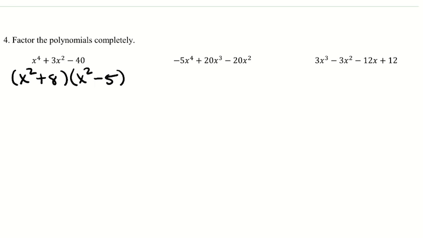All right, the one in the middle. This has got a greatest common factor. I see at least 2 powers of x in every term, so I'm going to factor out an x squared. Then I also see that all of these factors are divisible by 5, so I'll factor out a 5.